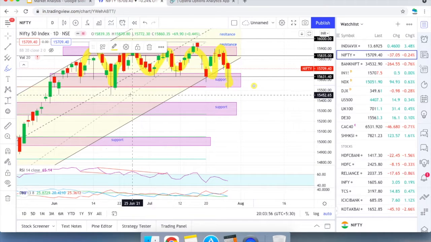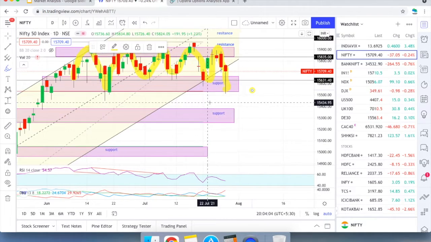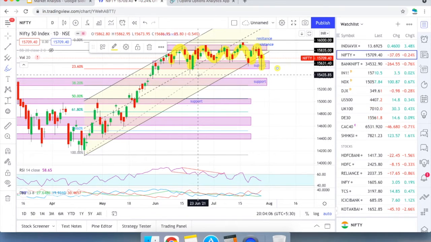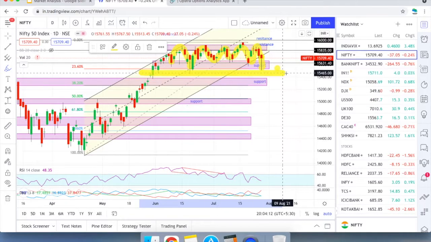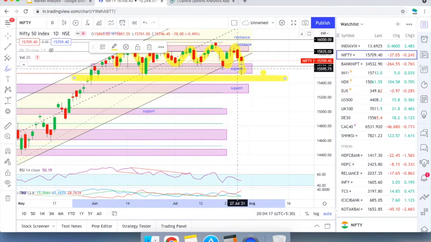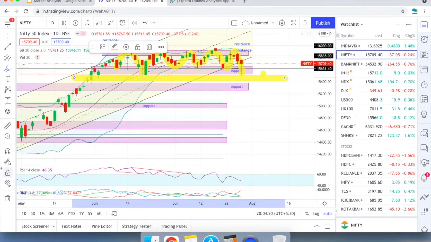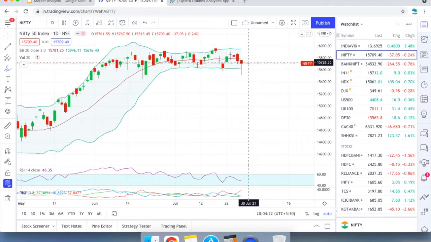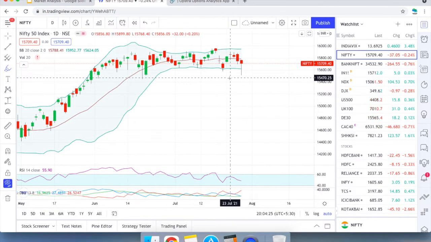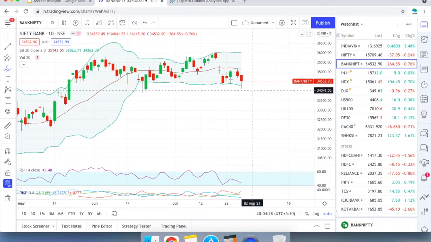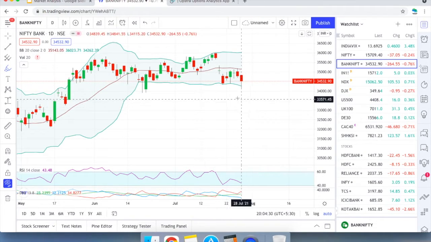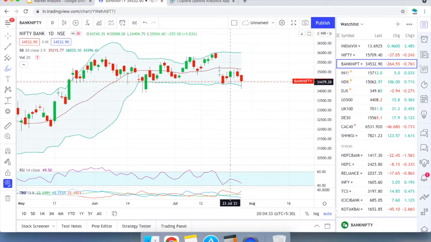It still has not breached 15450. That will be the neckline for an M pattern, and any breach of that may be bearish, although we have some support down there. Anything below this point, which is the last swing low, would be bearish. So the consolidation continues. Look at the Bollinger Bands: we're still consolidating. We just slipped and then bounced back into the Bollinger Bands. Here also we are very much within the consolidation range. We have not spilled out from the Bollinger Bands yet.